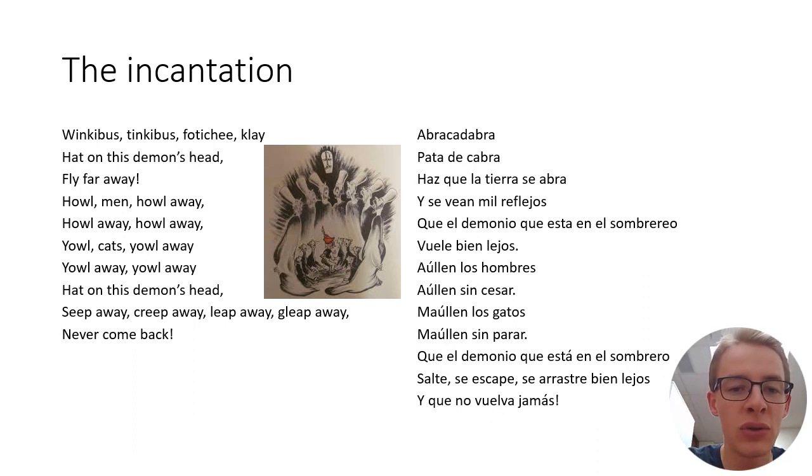Winkabus, tinkabus, fochichi, clay, hat on this demon's head, fly far away. Howl, men, howl away, howl away, howl away. Yowl, cats, yowl away, yowl away, yowl away. Hat on this demon's head, seep away, creep away, leap away, gleep away, never come back.